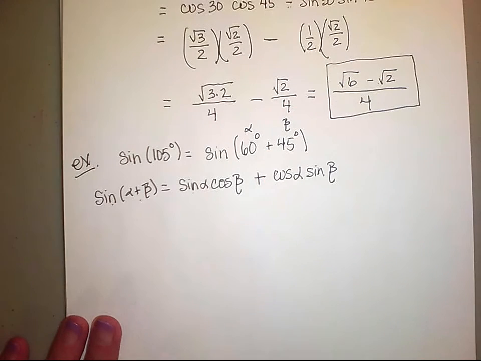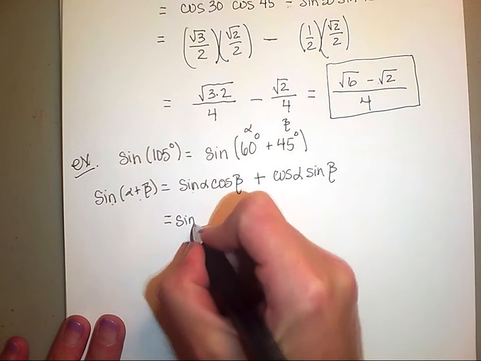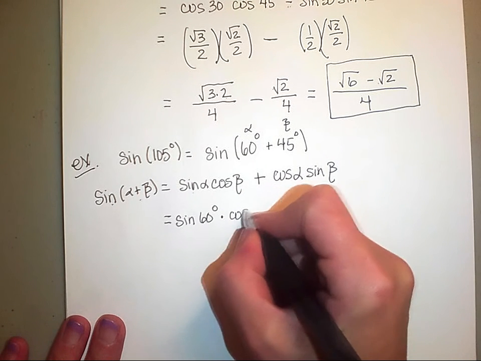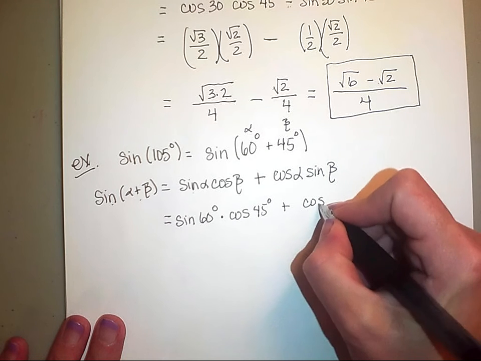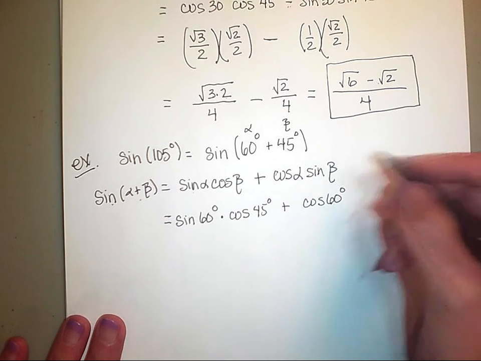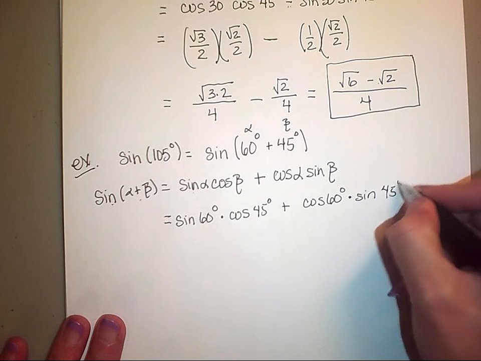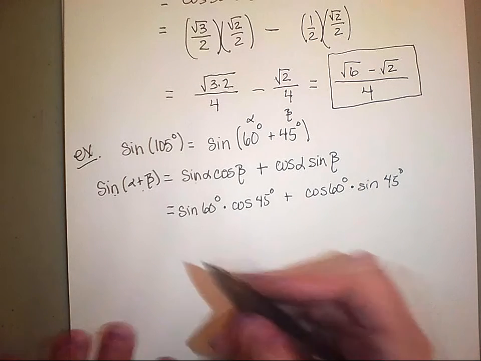So 60 will be alpha and 45 will be beta. And now we can fill this in. That's the sine of 60 degrees times the cosine of 45 degrees plus the cosine of alpha, which is 60 degrees, and times the sine of beta, which is 45 degrees. Okay, now our setup is done.